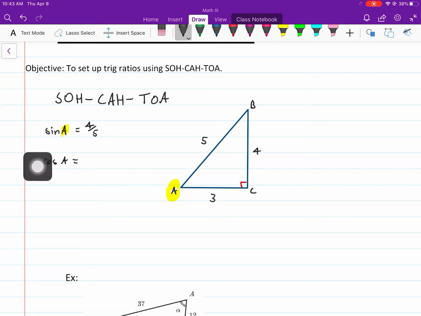Cosine of A. Well, adjacent to A is 3, because that's the one that we can trace to the right angle, over the hypotenuse is 5. How do we know it's adjacent over hypotenuse? Remember, that's CAH. Cosine's adjacent over hypotenuse. Then last we have tangent, which would be opposite of A, which is 4, because it's across from it, over the adjacent side, which is 3.